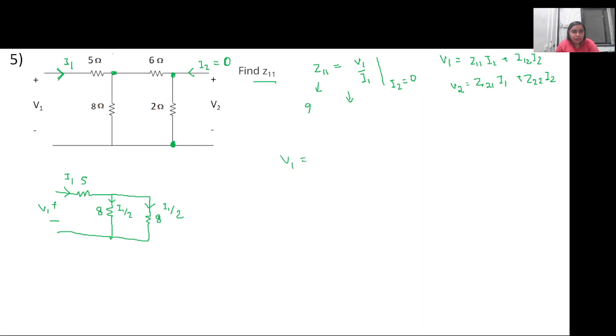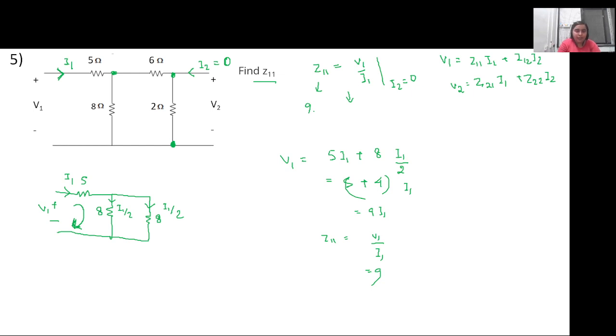So V1 can be written by the KVL equation across the first loop itself. So it will be 5 I1 plus 8 I1 by 2, that is 5 plus 4, I1 or 9 I1. So Z11 is V1 by I1, which is equal to 9, right? In this way, whenever there are multiple branches, you can just apply these conditions in order to calculate all the parameters, whether it is Z11 or hybrid parameters or any such case.